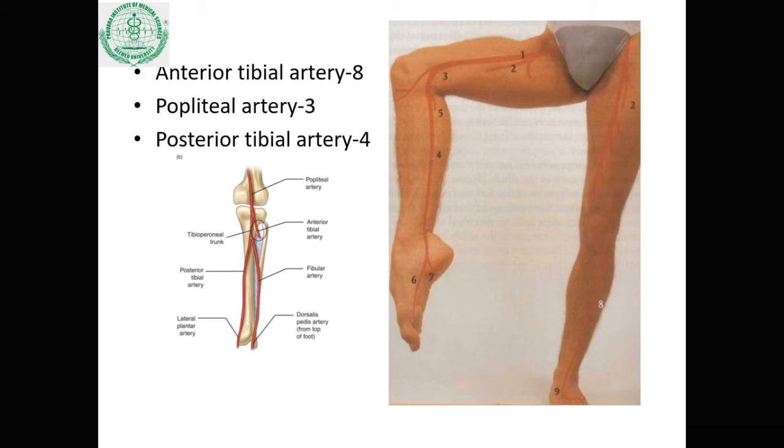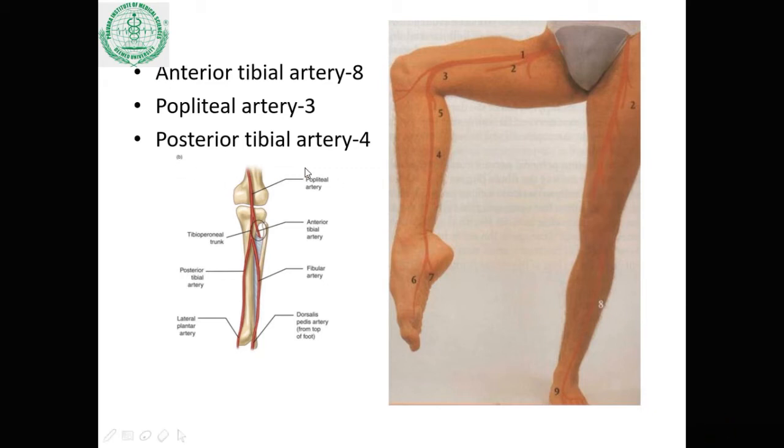Then the popliteal artery, a horizontal line is drawn at the level of the popliteal fossa downwards. That is shown here by the number 3. And the posterior tibial artery, this is the posterior tibial artery shown by the number 4.